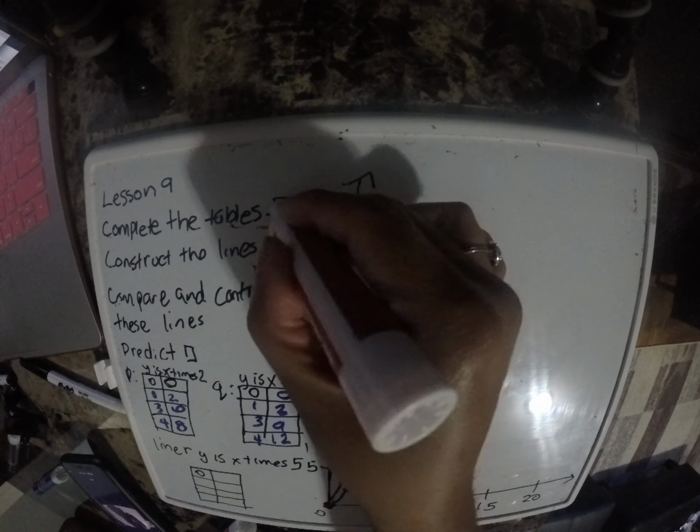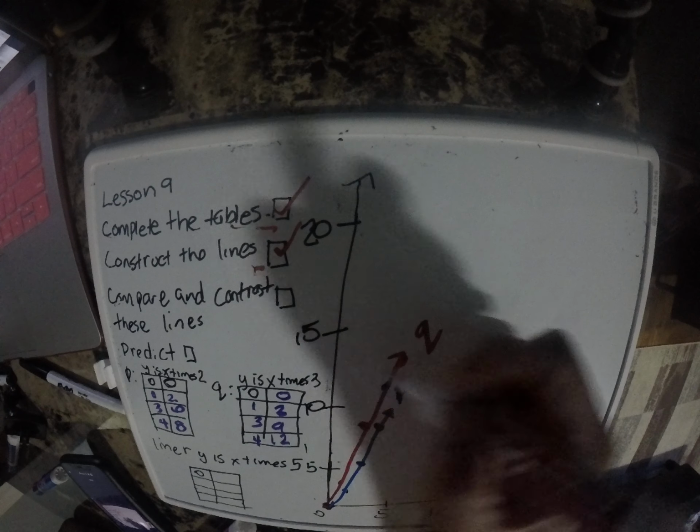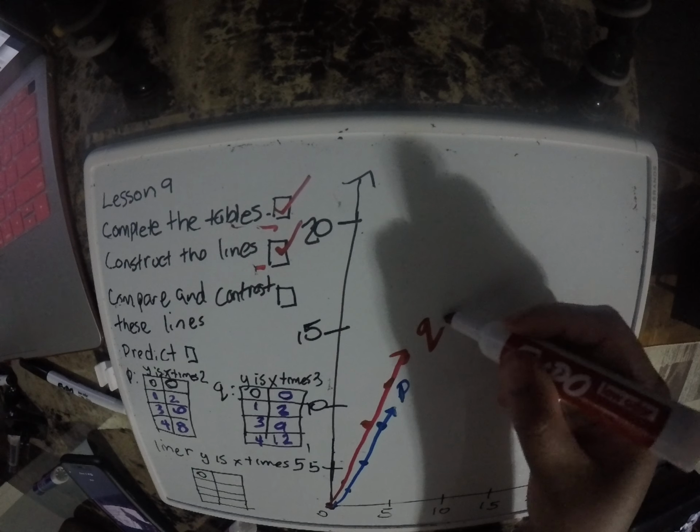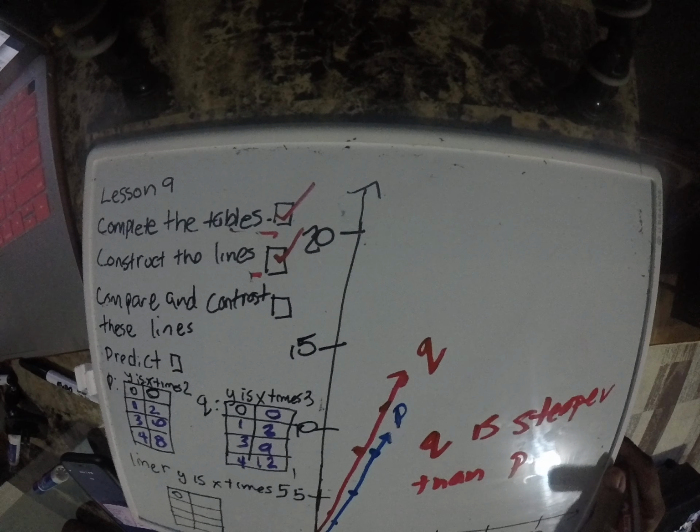So I've completed the tables, I've constructed the lines. Now I have to compare and contrast P and Q. If I'm looking at P and Q, I notice that Q is steeper than P. Q is steeper than P.